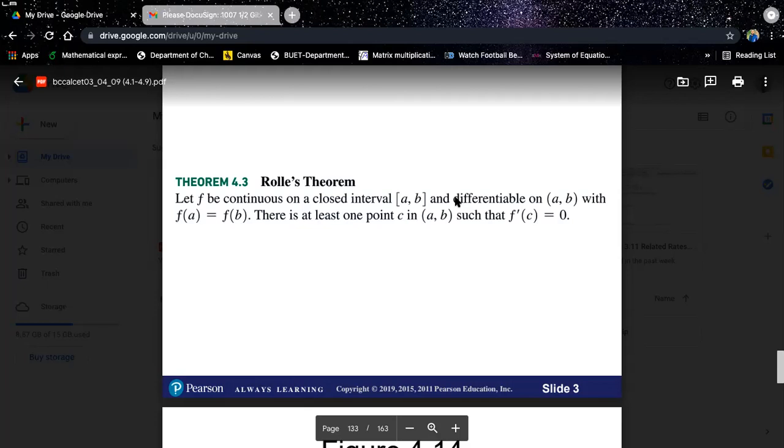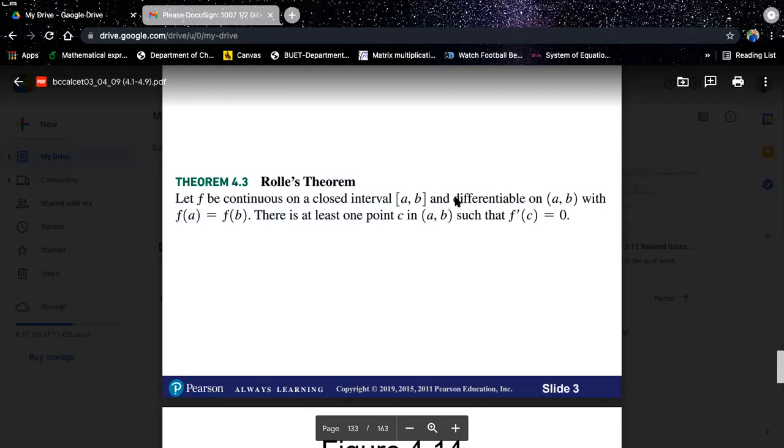If that's the case, then you will have at least one point within that interval AB, let's say that's C. It could be anything, it could be any point, but at least one point within that interval for which your first derivative will be zero. That means if you evaluate your first derivative at that point, it will be zero.